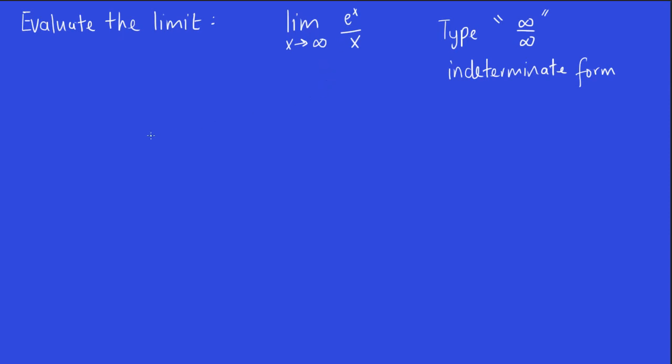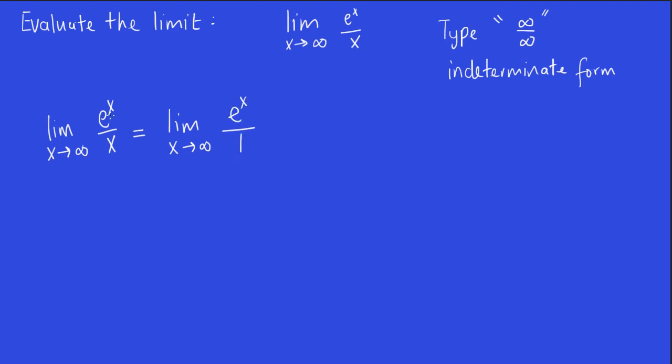But formally, though, let's do it with L'Hopital's rule. And the reason, again, I'm allowed to use L'Hopital's rule is because it's infinity over infinity. That's one of the types that you're allowed to use L'Hopital's rule with, right? So L'Hopital's rule says that this limit is going to be the same as if I do the derivative of the top and the derivative of the bottom. The derivative of e to the x is e to the x, and the derivative of x is 1.